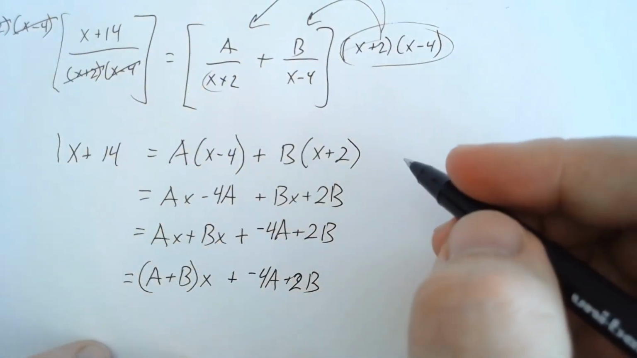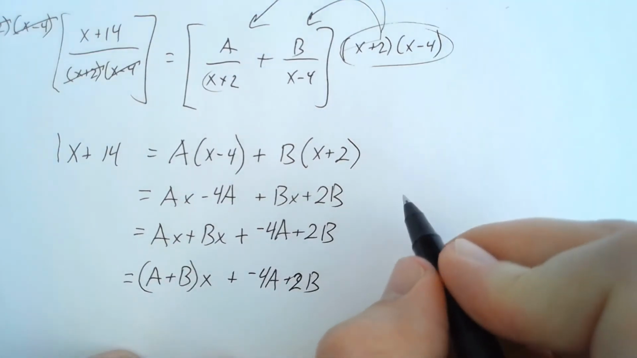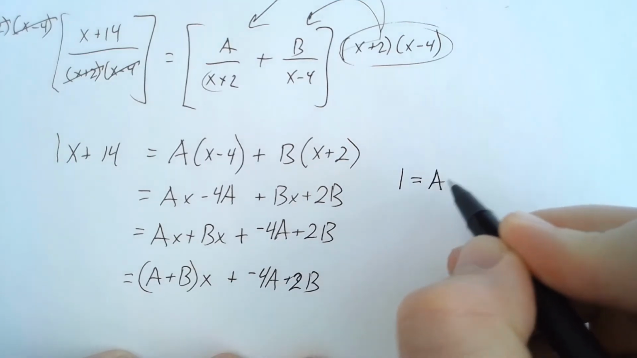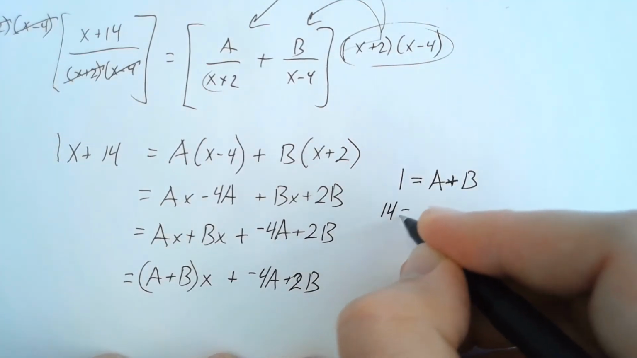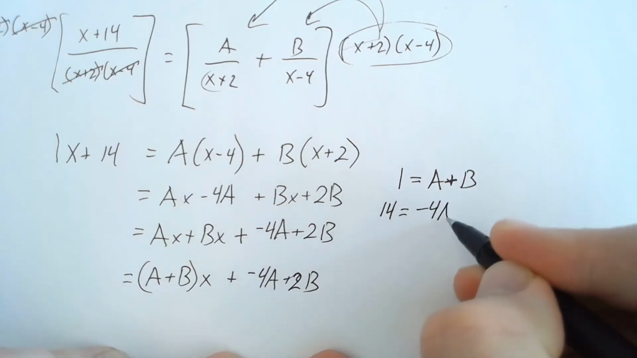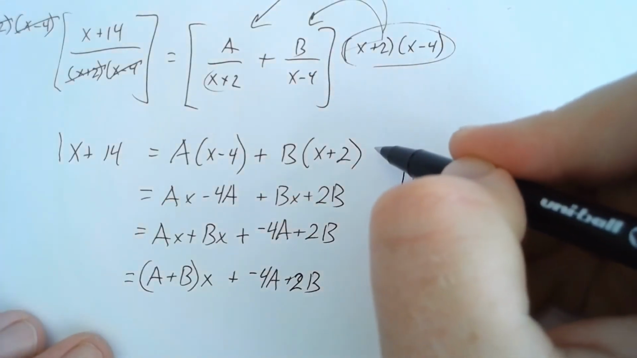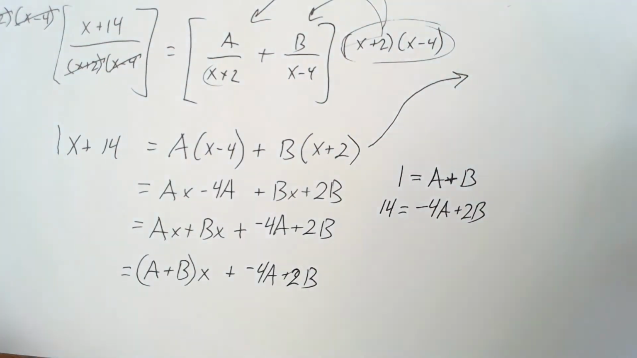So the system will be built in the same concept as 1 equals a plus b, and 14 equals negative 4a plus 2b. And now it's a system of two unknowns and two equations. And we can solve that like we did in previous videos with these systems of equations problems. This is not the way that I'm going to solve this. I'm going to solve this in a much more abbreviated and, I think, efficient way.